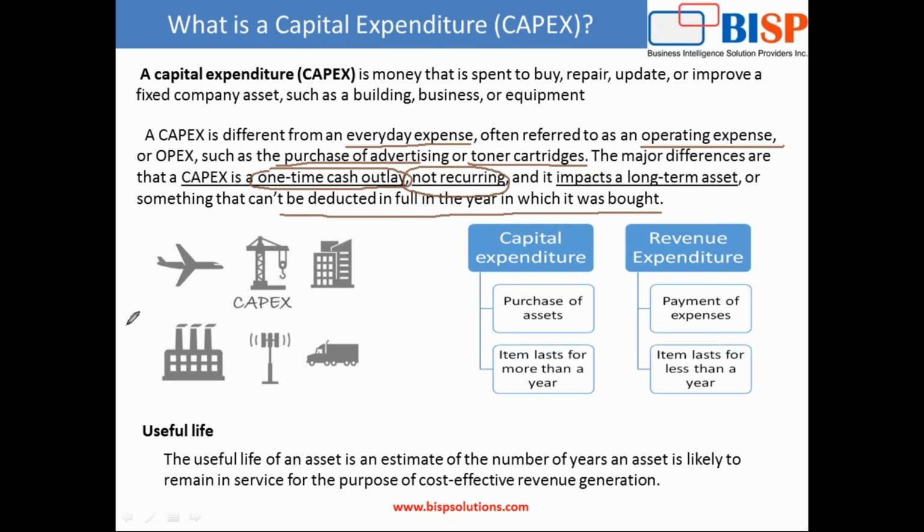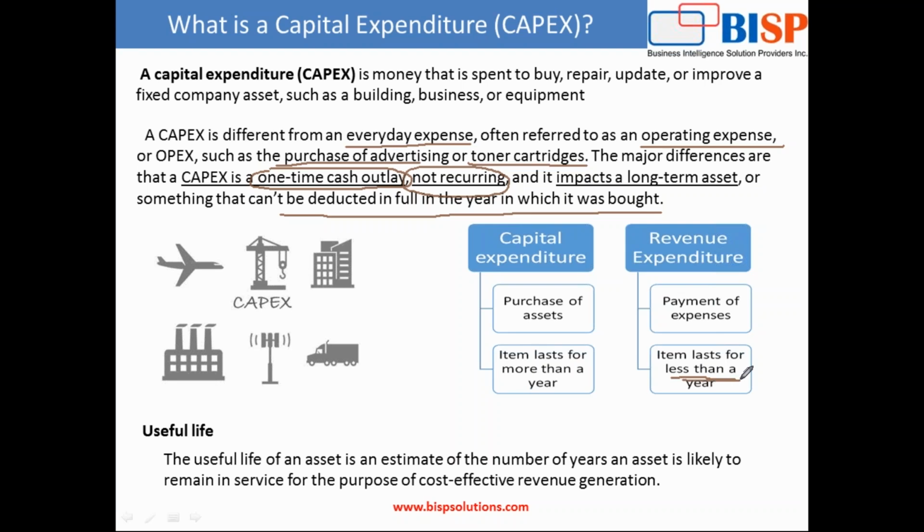Graphically presented, a capital asset may consist of machinery or a factory, an office building, a vehicle, or maybe hardware which lasts more than 1 year. A couple of examples of capital expenditure and OpEx or revenue expenditure: payment of expenses or items whose life is less than 1 year.